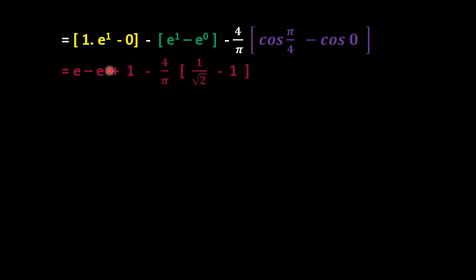Now after simplification, from here you will get e only, then minus, here e to the power 1 will be e, then minus into minus plus, e to the power 0 will be 1, then minus 4 by pi within bracket cos pi by 4 means cos 45 degree, which is 1 by root 2 minus cos 0 is 1. So this e and e will get cancelled, then 1 minus, here if you multiply 4 by pi root 2, then minus into minus plus, 4 by pi into 1 is 4 by pi.